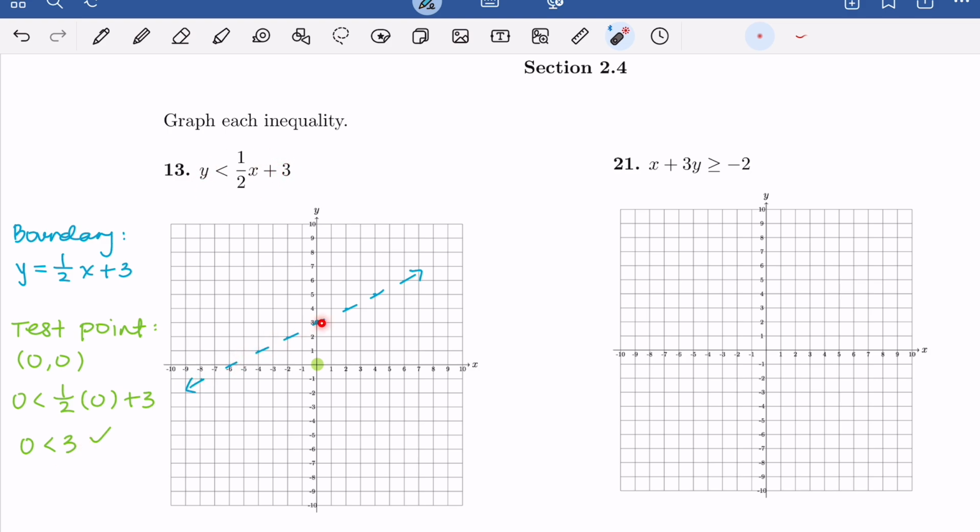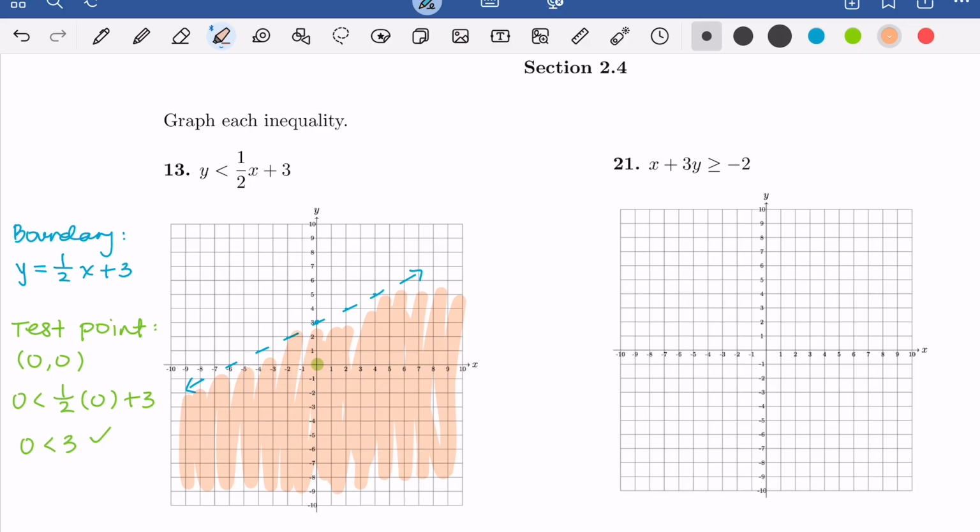Now, like I said, anything on this dashed line is not included in our solution set. So if you were to pick, for example, this point, which is right on this line, this should give you a false statement if you plug it in. And so we can test it that way. All right, so indicating that all of our solutions lie in this region, we are going to shade it. And that's it. That's how we would graph this inequality.